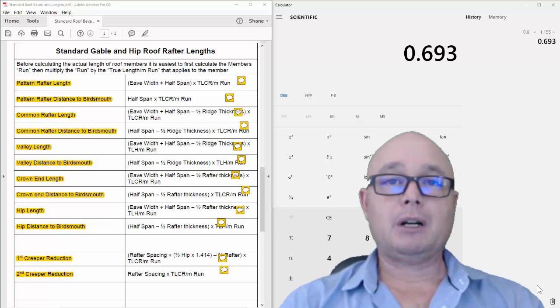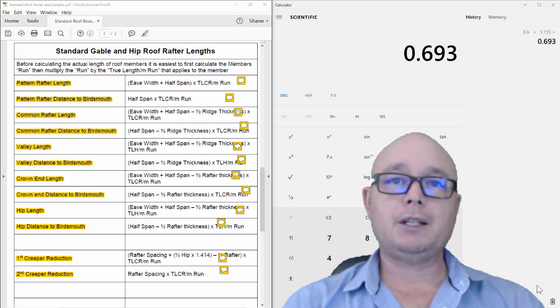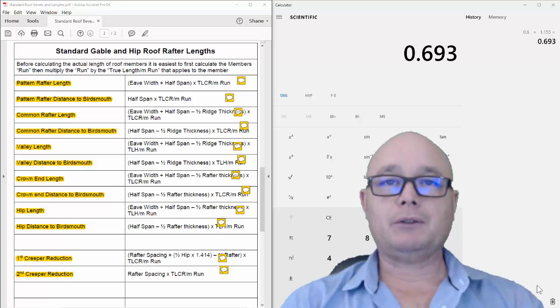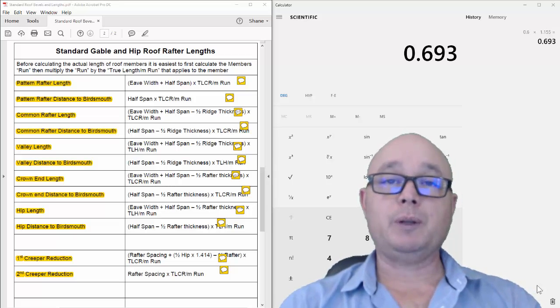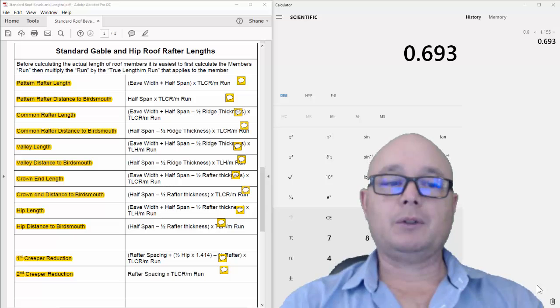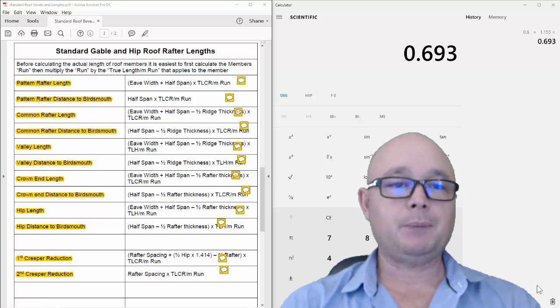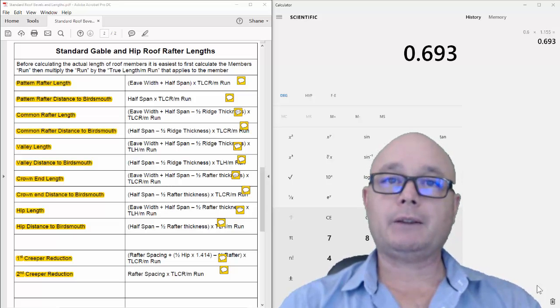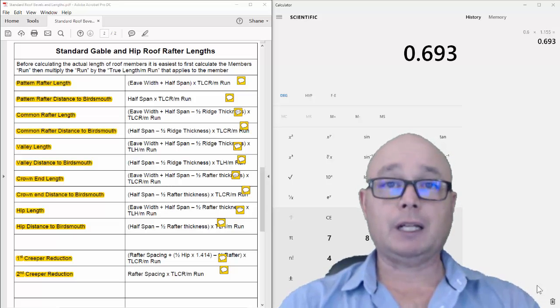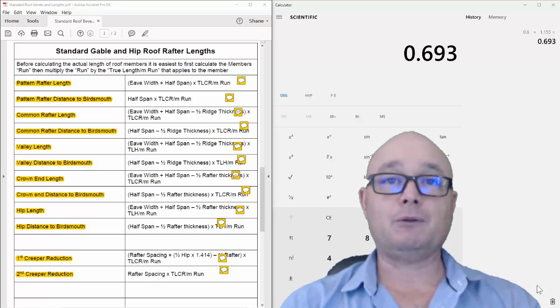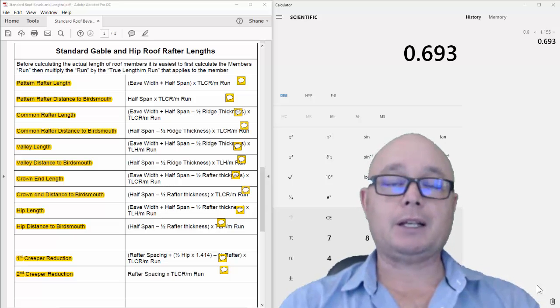If you are using a pattern rafter and you've got multiple spans for your roof, you're going to have to calculate the pattern rafter length for each span and the pattern rafter distance to Birdsmouth for each span as well. And all the other spans will be marked on that same pattern rafter. The creeper reductions will suffice for the entire roof, no matter how many different spans you have. But you also have to calculate the hip length, hip distance to Birdsmouth, valley length and valley distance to Birdsmouth for multiple other spans as well.